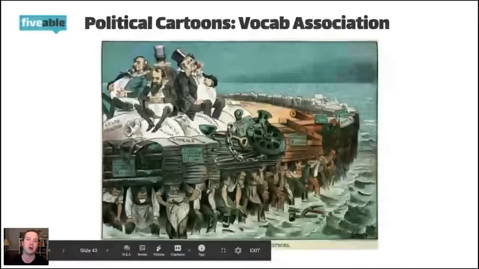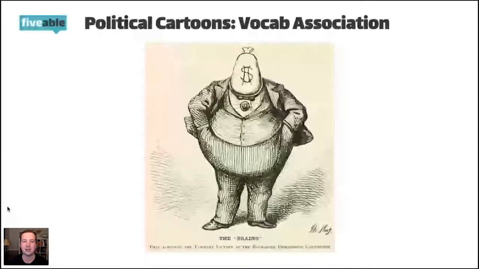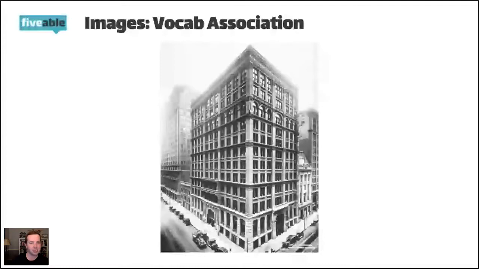This famous one of Boss Tweed by Thomas Nast, the brains, but also he's motivated by money, Tammany Hall. And then you start to get things like this, the skyscrapers, urbanization, Singer sewing machines might be used in here. Maybe they're using Bessemer steel, etc. A lot of pictures and a lot of cartoons that you could potentially see.